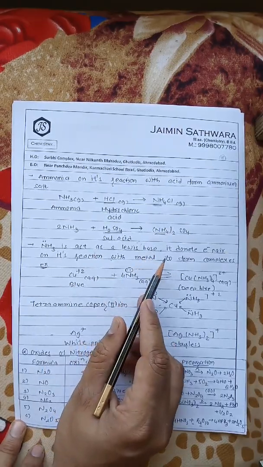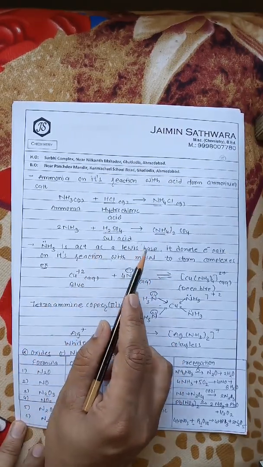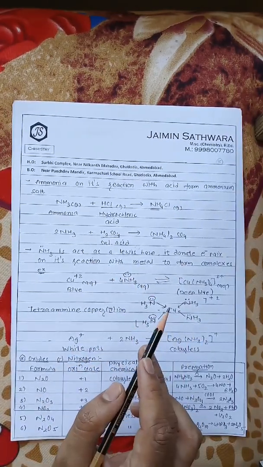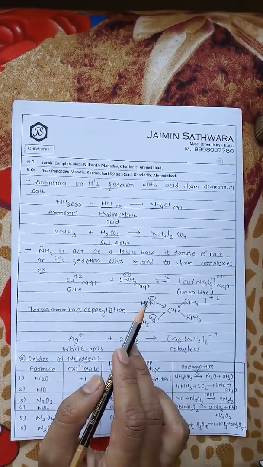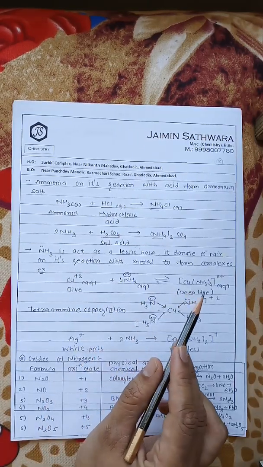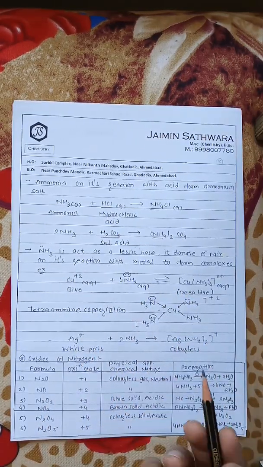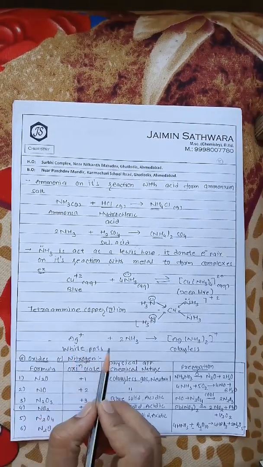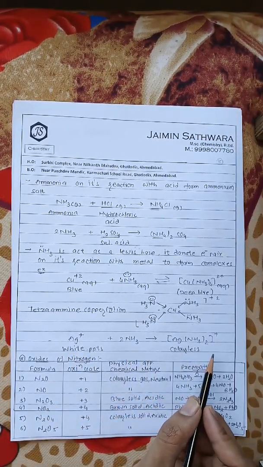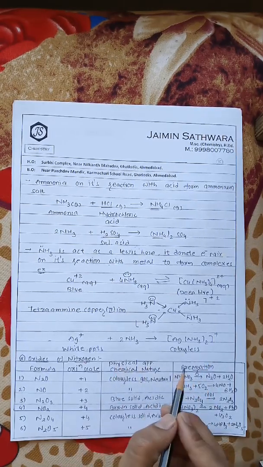So we can say that this ammonia, due to the presence of a lone pair of electrons and possessing the tendency to donate the electron pair, acts as a Lewis base. Similarly, Ag plus on its reaction with ammonia gives Ag(NH3)2 plus, which is colorless.